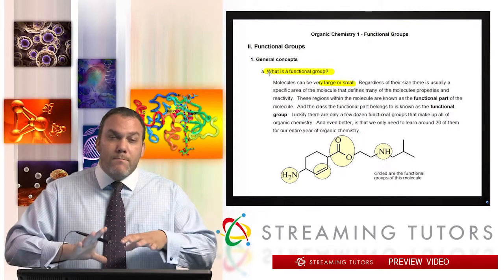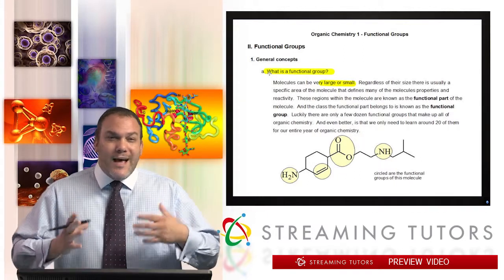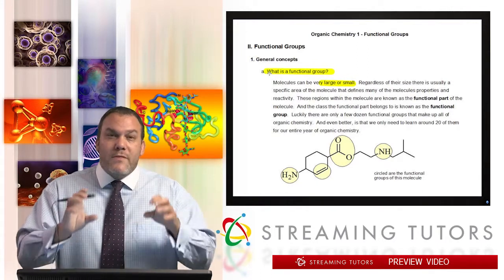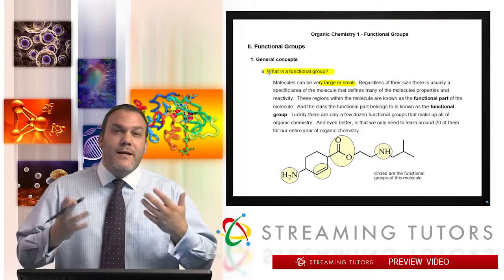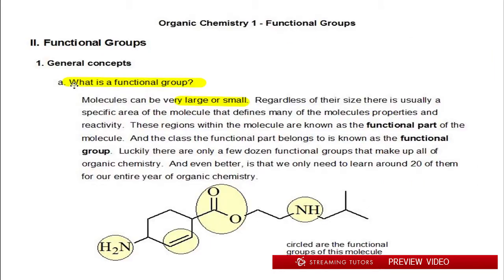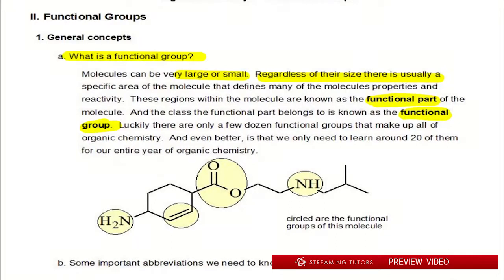Usually, most of a very large molecule has a lot of hydrocarbon component to it. But then there are some areas, maybe one or a few, that have some other component that would define its reactivity and properties. So, regardless of the size, there is usually a specific area of the molecule that defines its many properties and reactivity. That area is called a functional part of the molecule, and the specific type is known as a functional group.